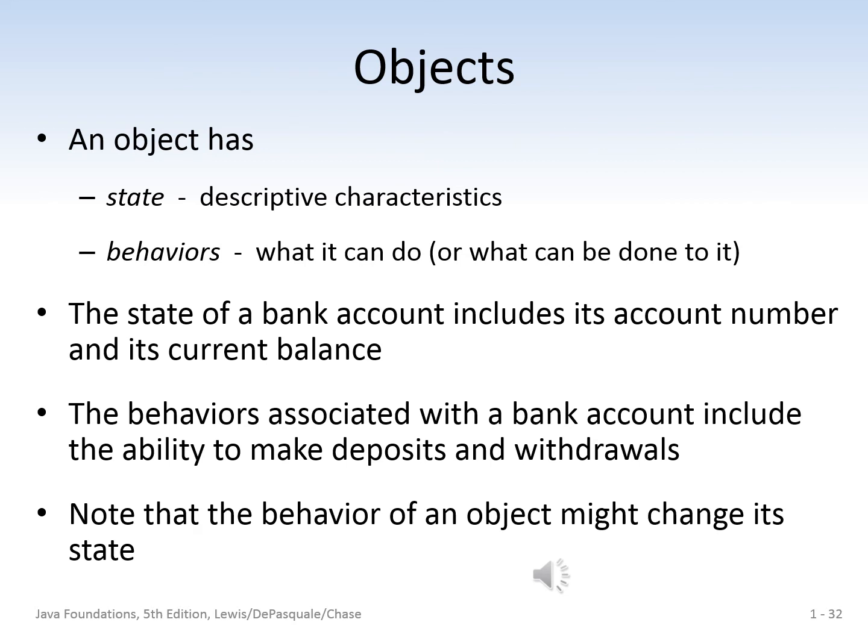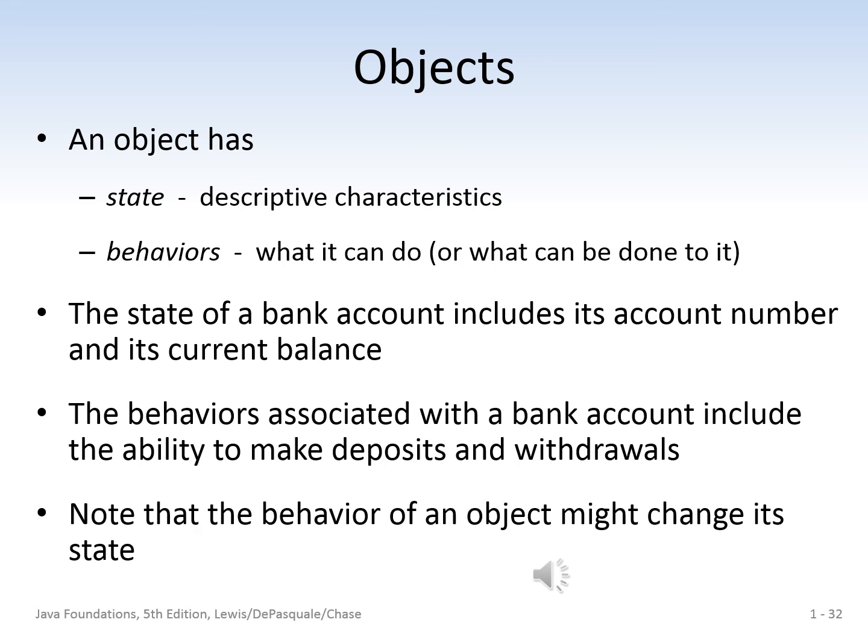An object has two main components, state and behaviors. The state is the descriptive characteristics or the data associated with the object, and the behaviors are what it can do or what can be done to it. Those are typically what we call member functions, which were covered in the prerequisite class, CSC 121.